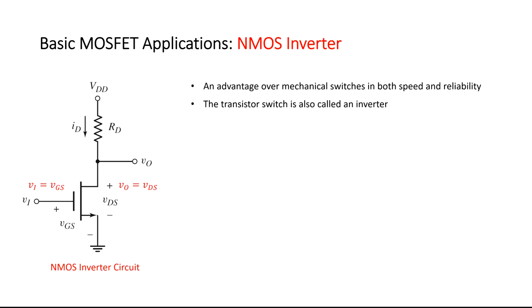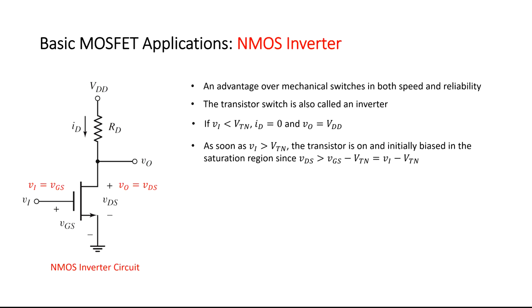When the input voltage is less than the threshold, no current flows, and the transistor is off. As soon as the input exceeds the threshold, the transistor is on and initially biased in the saturation region. As the input increases, the drain voltage decreases due to the voltage drop on the resistor, and the transistor is biased in the non-saturation region. For this region, the expressions for the current and the output voltage are given.